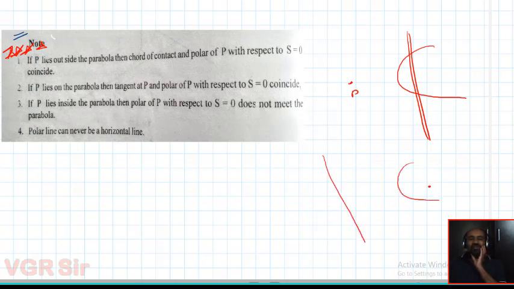This becomes the polar equation. This polar line never meets the parabola. Next, the polar line can never be a horizontal line. This is also an important note. The polar line never becomes a horizontal line.